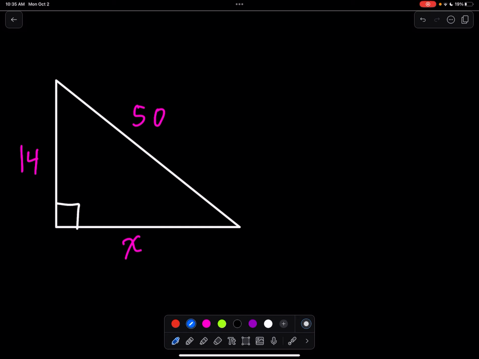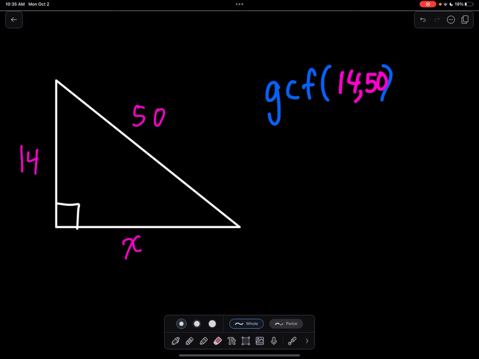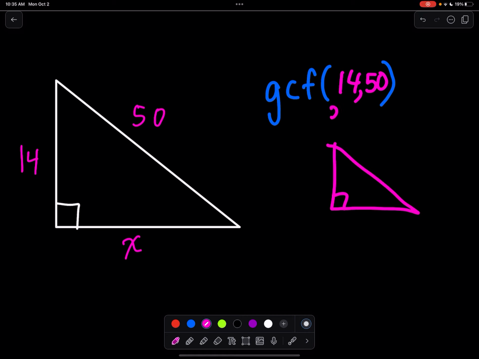So now we're given two numbers. We're going to ask ourselves, can we break this down? Well, what's the greatest common factor of 14 and 50? What's the biggest number that goes into both of those? Well, that would be 2. It's like we have 2 times 7 and we have 2 times 25. So now your spider sense should go off. Both of these sides are multiples of 2. So if we divide by 2, the leftover is a 7 and a 25.